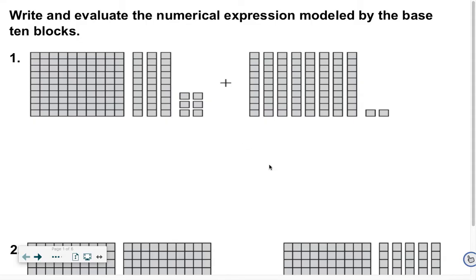Okay, we're going to try something new today. Today we are going to begin working with adding and subtracting decimals. Okay, so that's our ultimate goal. You will add and subtract decimals.